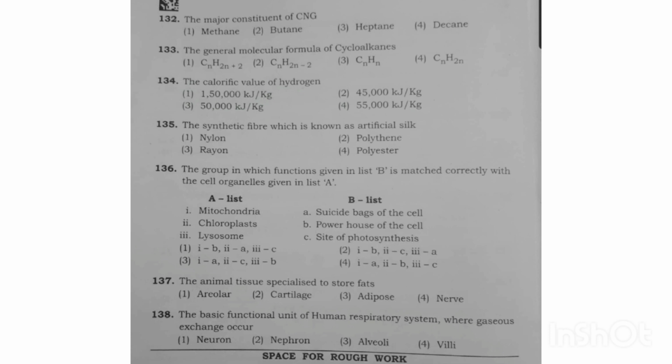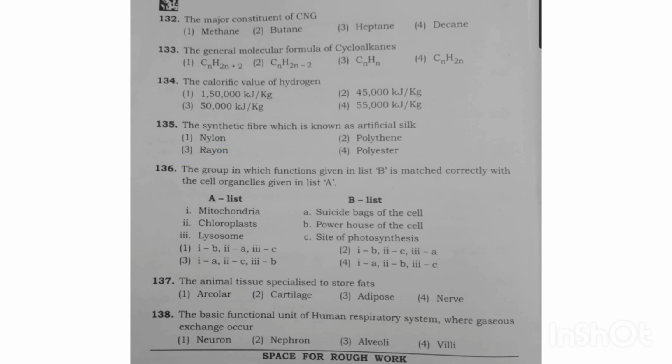Okay, so next we move on to the 135th question: the synthetic fiber which is known as artificial silk. We have two types of silk, natural silk and artificial silk, and we have to identify the artificial silk. The options are nylon, polyethylene, rayon, polyester. Among these four fabrics, the artificial silk is rayon.